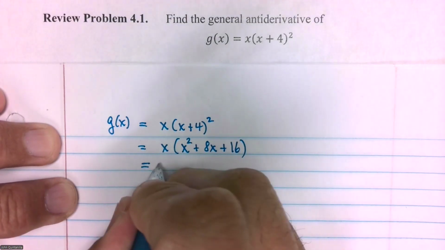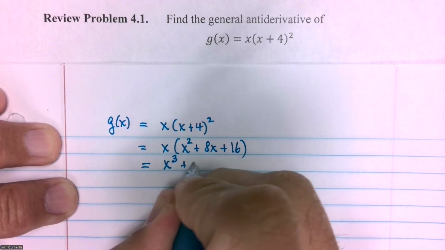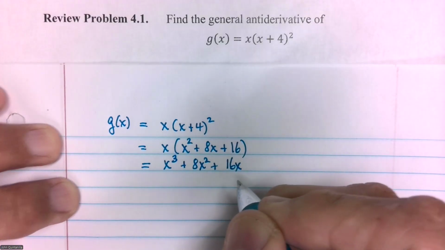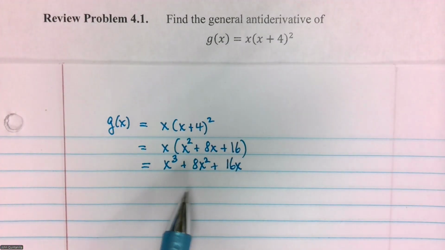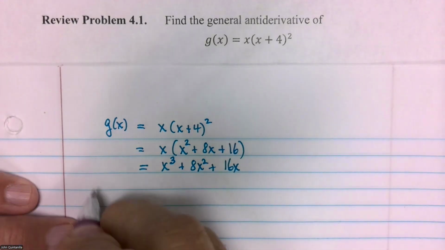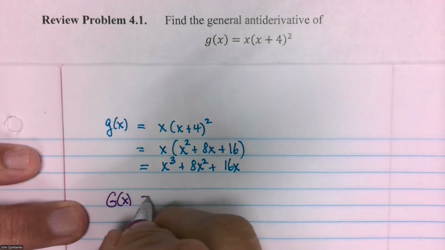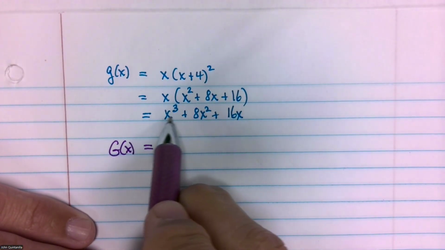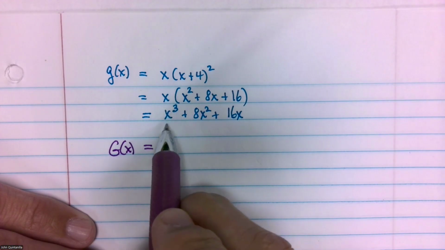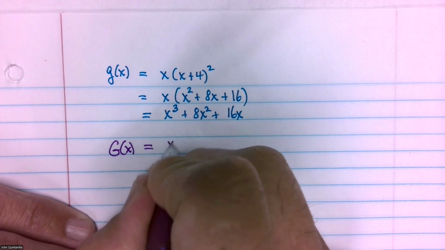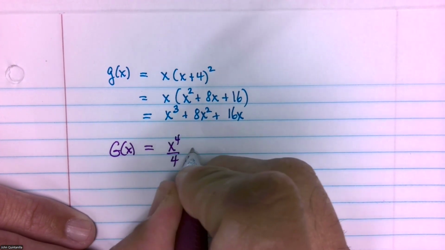And then if I multiply through by x, I get x cubed plus 8x squared plus 16x. So that is the function where I have multiplied it out. So in order to find the general antiderivative, the general rule is that for when I have a polynomial like this, or powers of x, I add 1 to the exponent and then divide by the new power. So the general antiderivative of x to the third is going to be x to the fourth over 4.